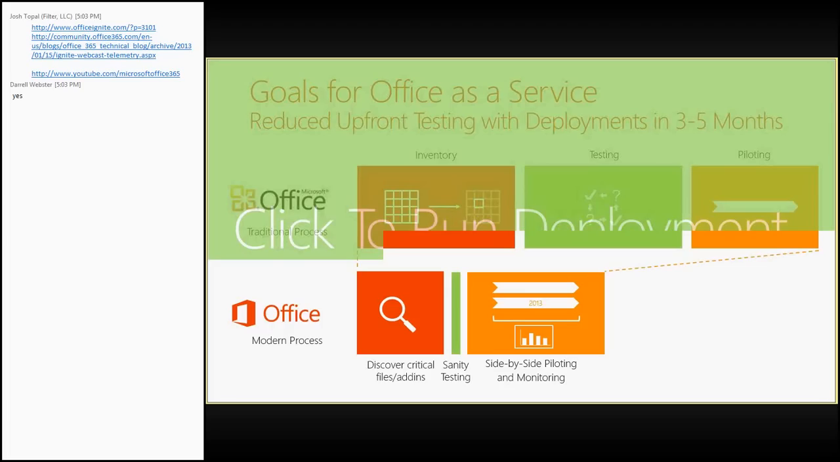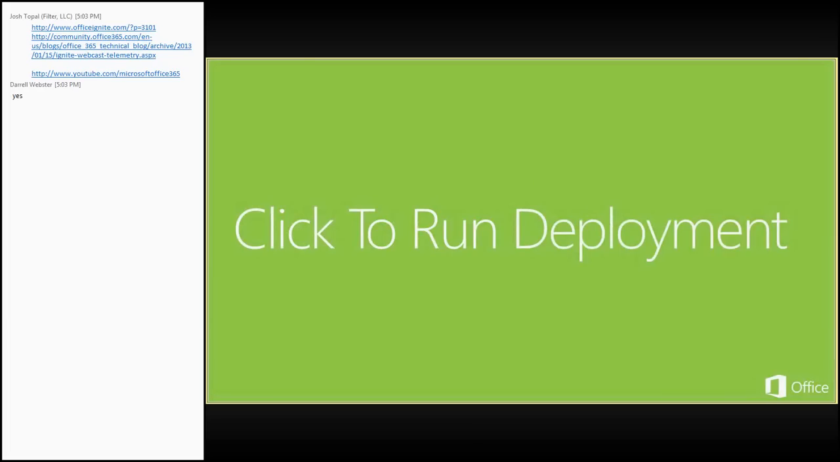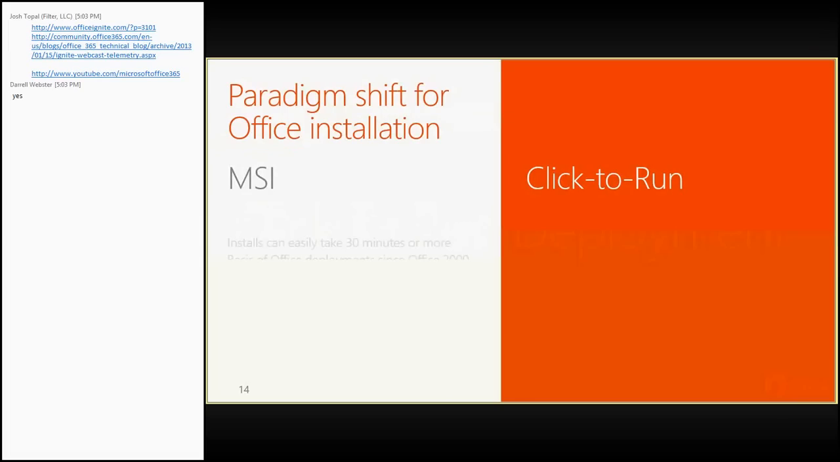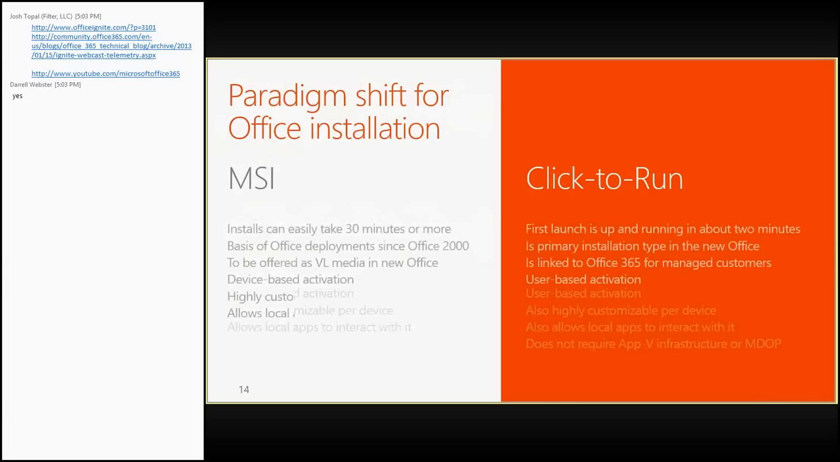And when I say side-by-side, I mean you can run Office 2010 or a lower version side-by-side with the latest version, 2013, with the click-to-run experience. And I just want to briefly go into some details about what the advantages are. So you have a paradigm shift in Office installation between the previous way, which was available since Office 2000, which is MSI-based, versus click-to-run, which is now the default for Office going forward.